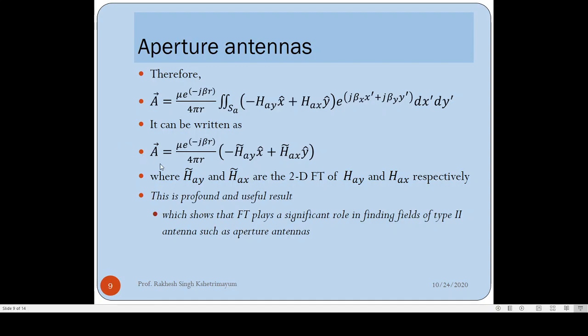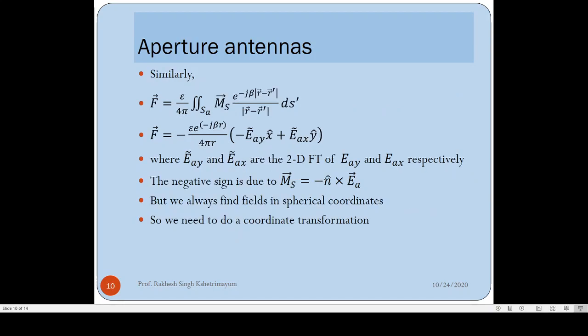So what we observe is, I want to find the magnetic vector potential. All I need is to have this term, and I need to find the 2D Fourier transform of the aperture field. Once I know the 2D Fourier transform of the aperture field, I will be able to find out the magnetic vector potential, and the electric field and magnetic field can be found later. So the main parameter which will change the radiation pattern for the antenna would be the 2D Fourier transform of the aperture field. So this is a very profound effect. When you want to find the fields radiated from an aperture antenna, you need to do the Fourier transform of the aperture fields.